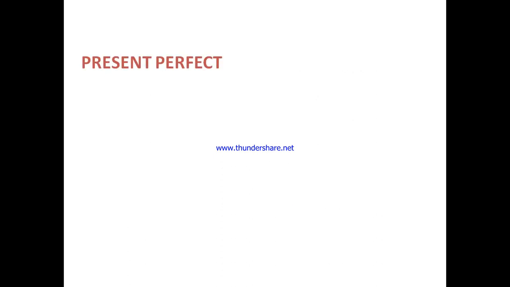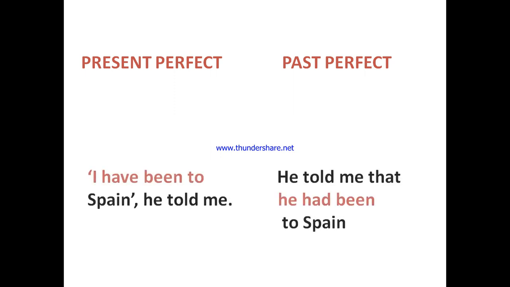The next one, the present perfect. The present perfect in the direct speech becomes past perfect in the reported speech. Let's see the sentence. I have been to Spain, he told me. In the reported speech, I have been to becomes he had been. So the full sentence is, he told me that he had been to Spain.